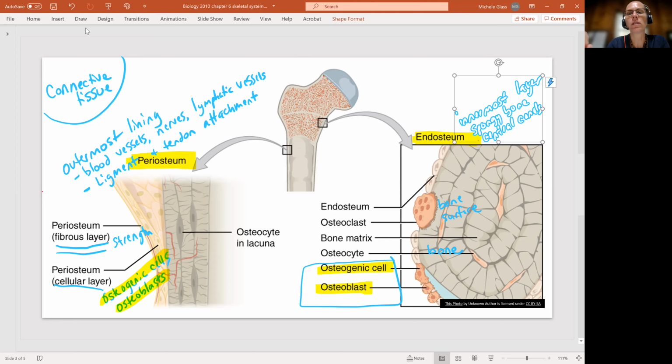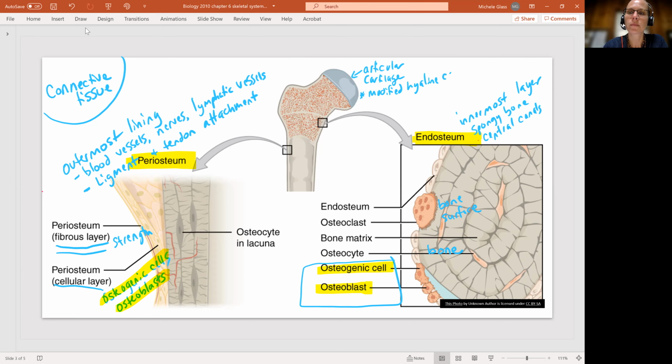The only other tissue to label here would be the articular cartilage. And articular cartilage is going to be a modified hyaline cartilage. And it's going to be important in our joints. So we'll see on the long bone, it's completely covered by periosteum with the exception of the joint surface. And the joint surface will be covered in articular cartilage, which is helping to reduce friction and also functioning as a shock absorber.